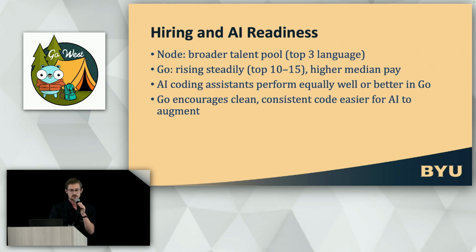Hiring, Node might have better hireability, but Go is steadily rising. And with the advent of AI into our public spaces, AI produces much more consistent Go code than it does JavaScript.